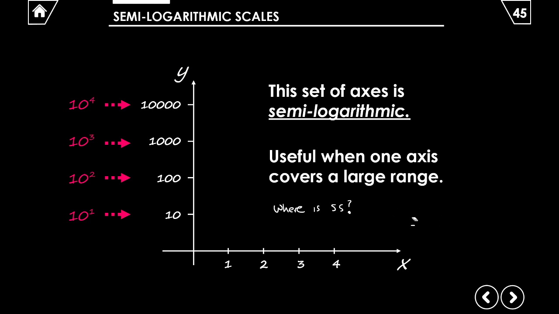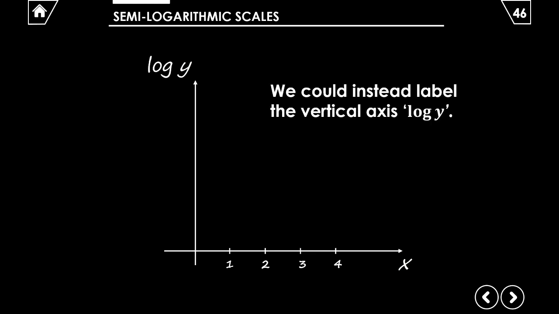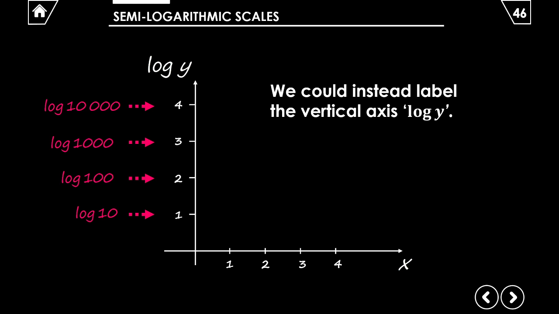Fortunately though, we've got a bit of a shortcut we can use. Instead of having a y on the axis up here, we can just change what the vertical axis is labelled as and call it log y. Because then we can just have the values 1, 2, 3 and 4 up the side. Because log of 10, which we had here, is 1, log of 100 is 2, and so on. So instead of having x and y on our axis, we've got x and log y.